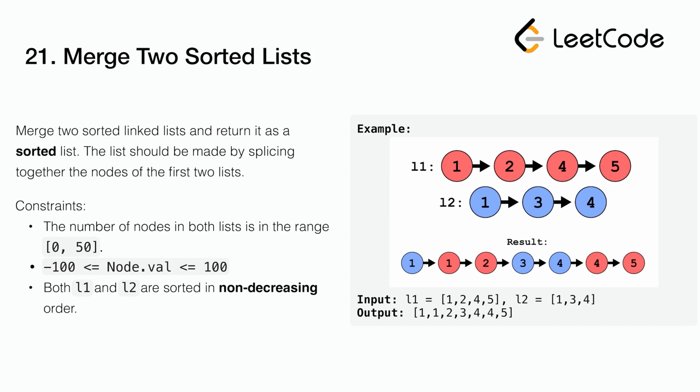Our constraints are that the total number of nodes in each list is between 0 and 50 inclusive. The value held in each node is between -100 and 100 inclusive, and both lists are stored in increasing order. Let's look at how to approach this problem.